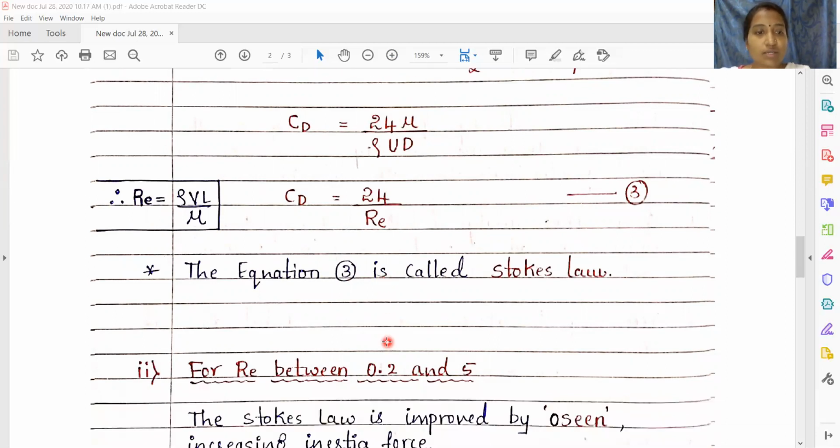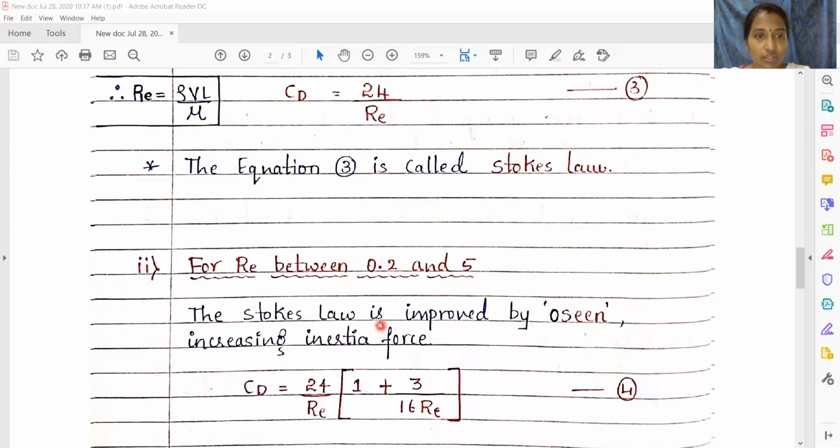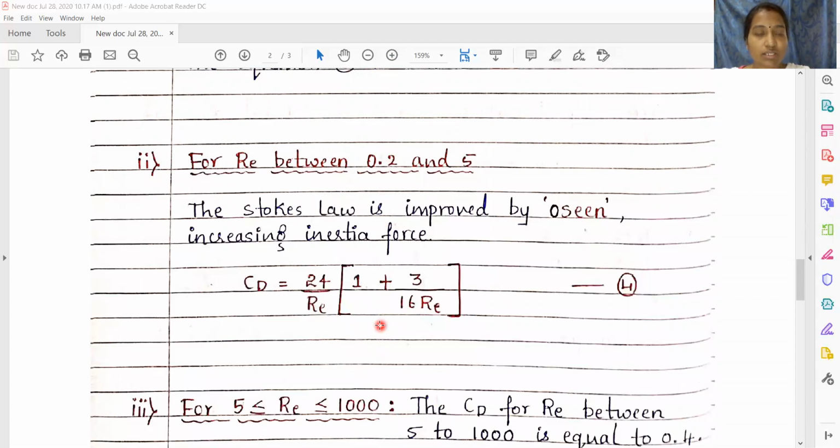Okay, then what is the second condition here? For RE between 0.2 and 5. The first condition was RE less than or equal to 0.2. The second condition is for RE between 0.2 and 5, where the Stokes law is improved by Oseen.